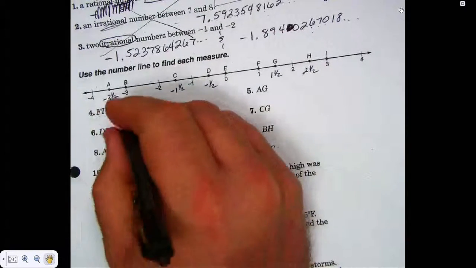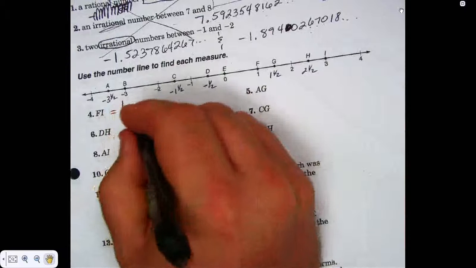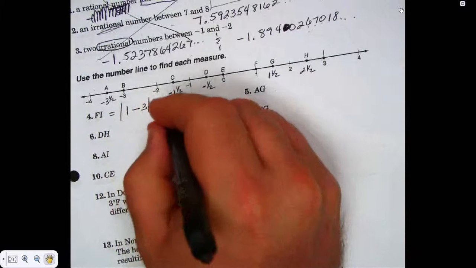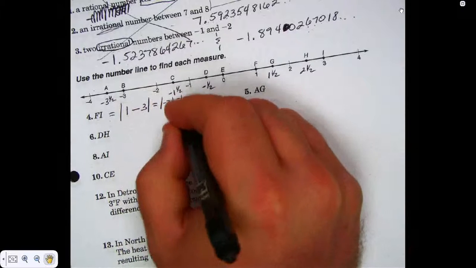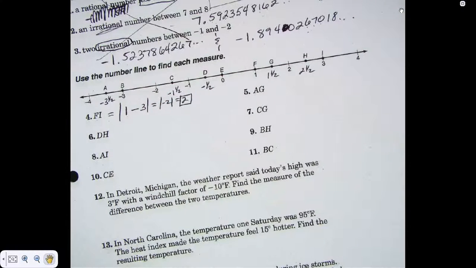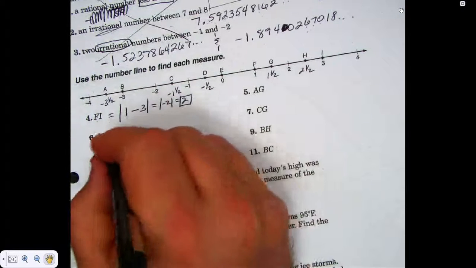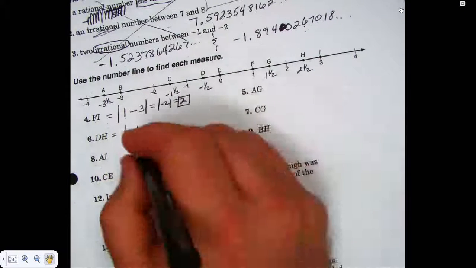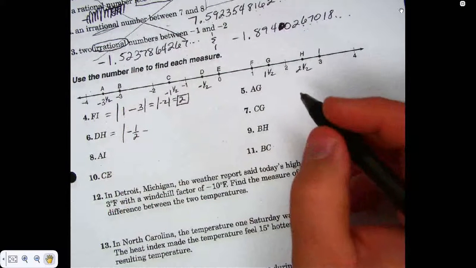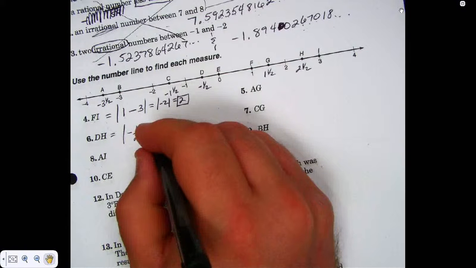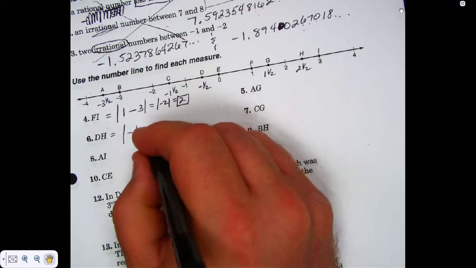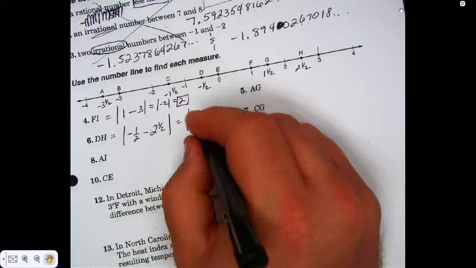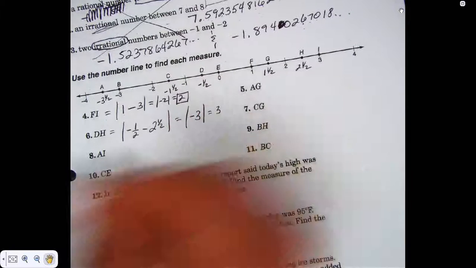F to I. Okay, absolute value of 1 minus, what's the coordinate of I? What's the absolute value of -2? What's the answer? 2. How about D to H? What are coordinates of D? -1/2 minus, what's the coordinates of H? 2 1/2. That'd be a -3. So what's the distance?